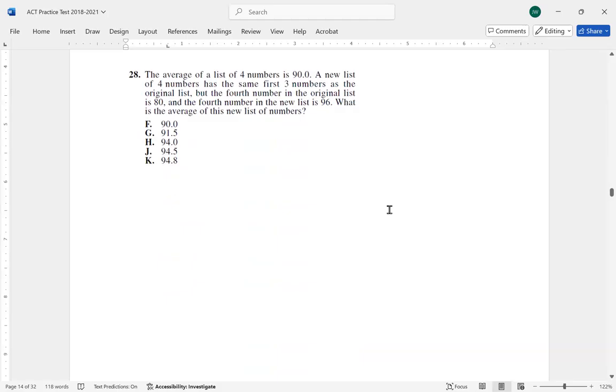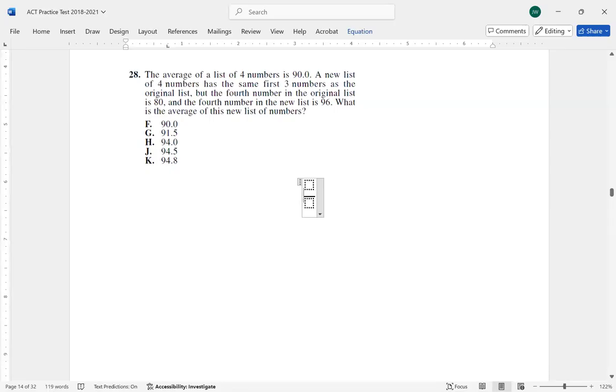Question 28. The average of a list of 4 numbers is 90. A new list of 4 numbers has the same 3 first numbers as the original list, but the 4th number in the original list is 80, and the 4th number in the new list is 96. What is the average of the new list of numbers?